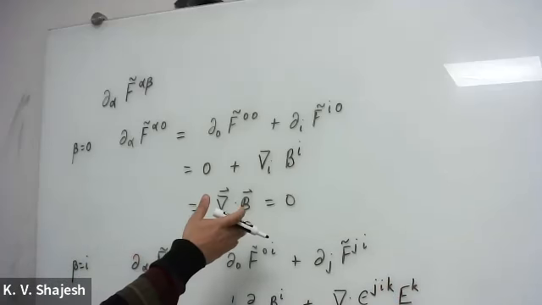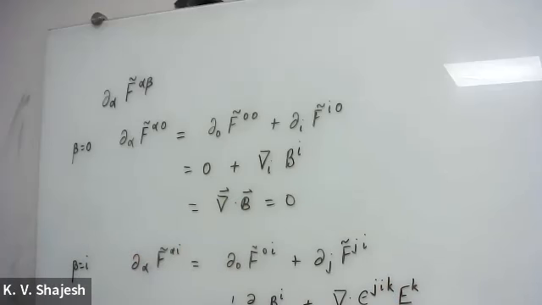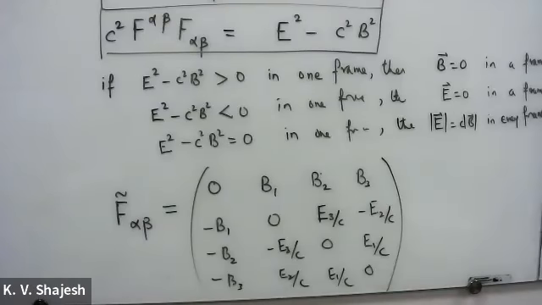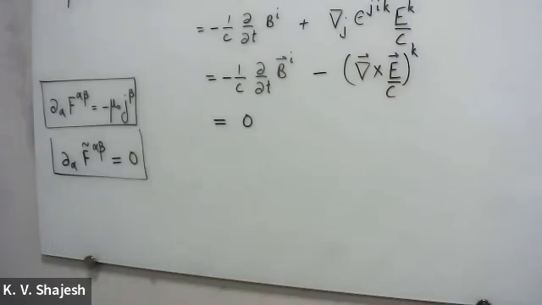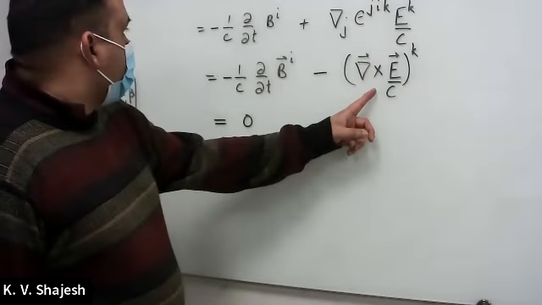So what that means is that the zeroth component is 0 and the space part is 0. The other Maxwell's equation is written in terms of the dual tensor being exactly 0. We have del cross E over C raised to the K. This is supposed to be I.